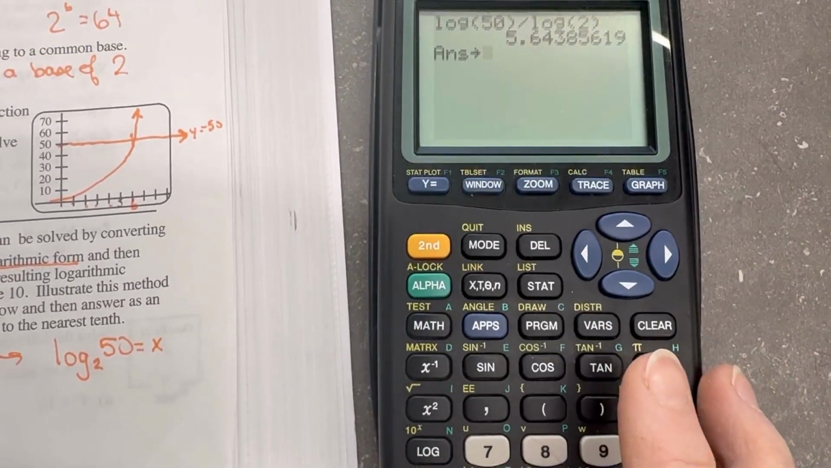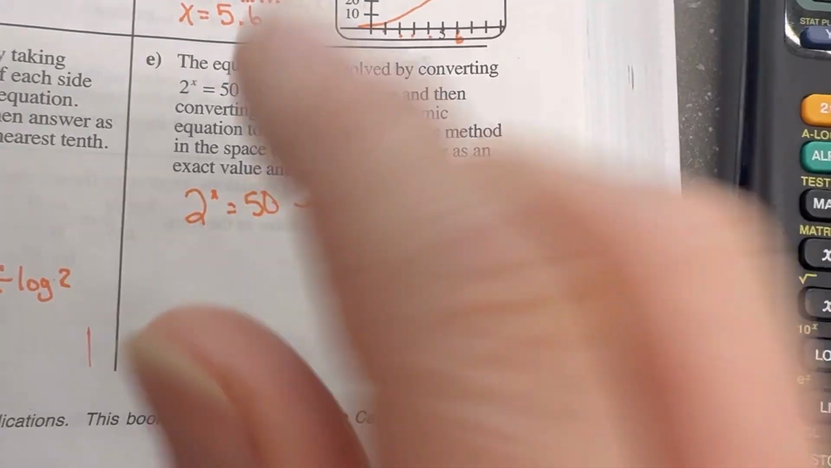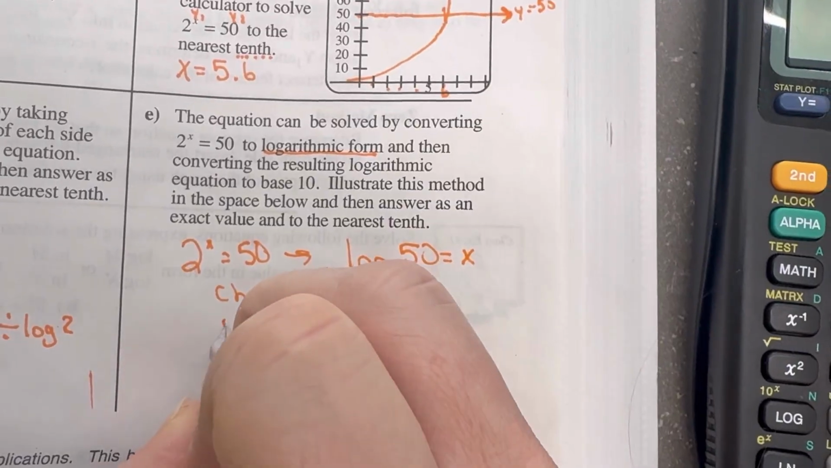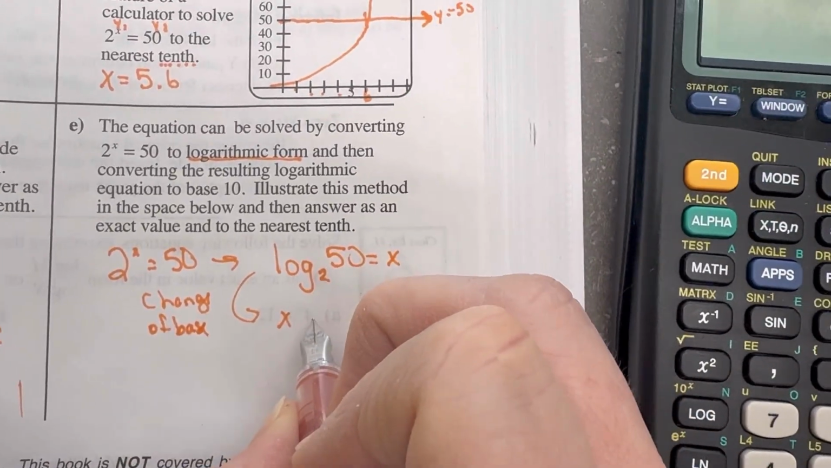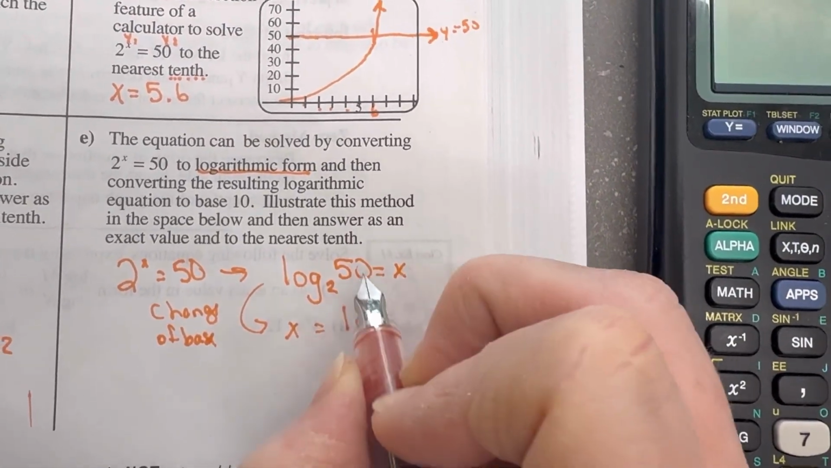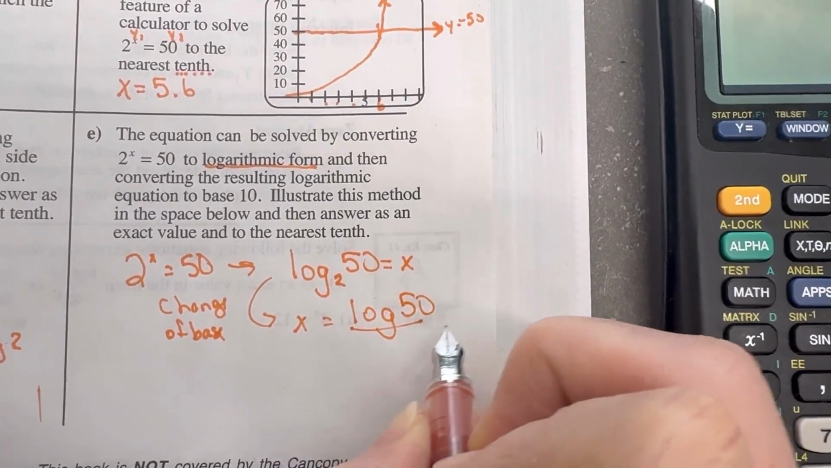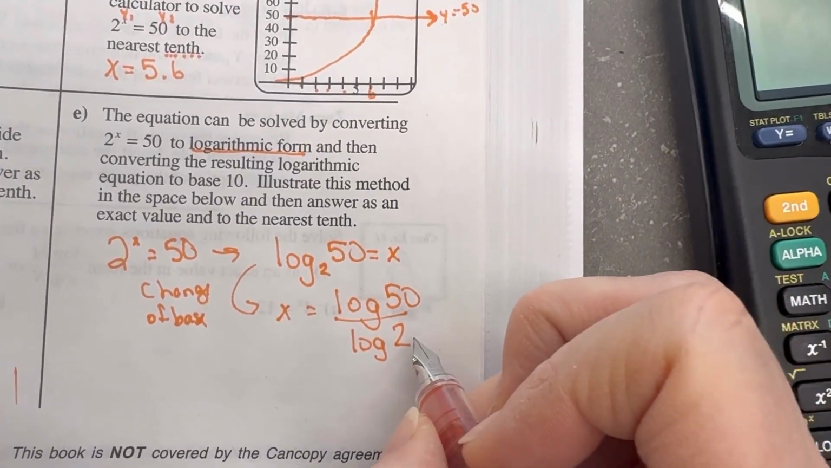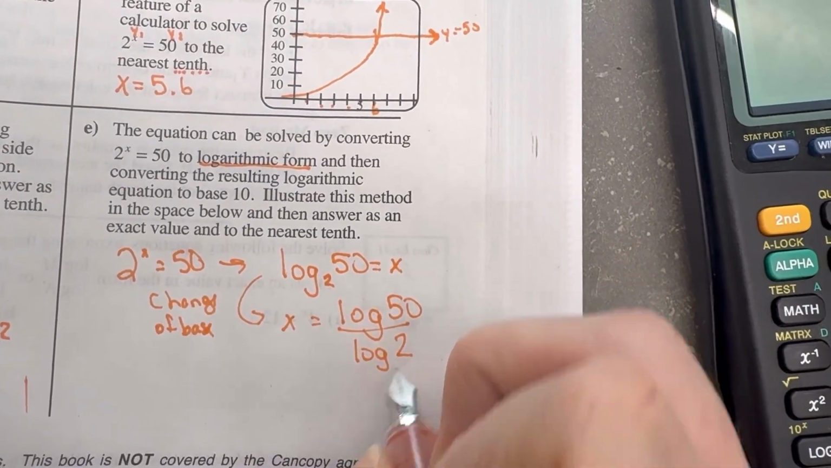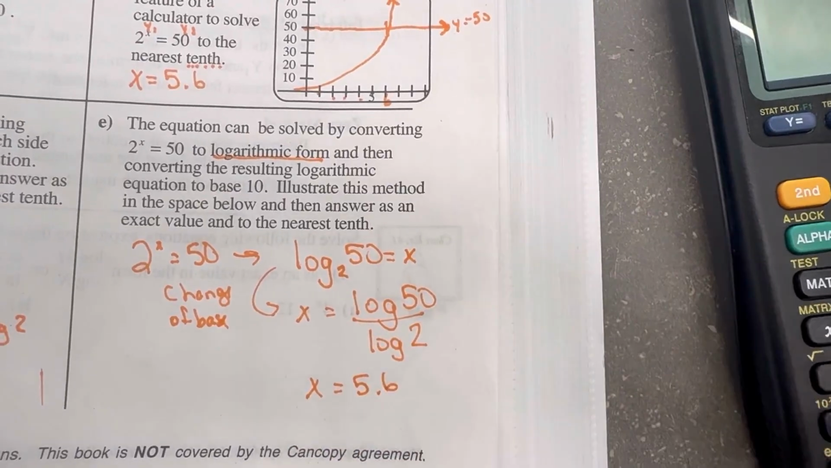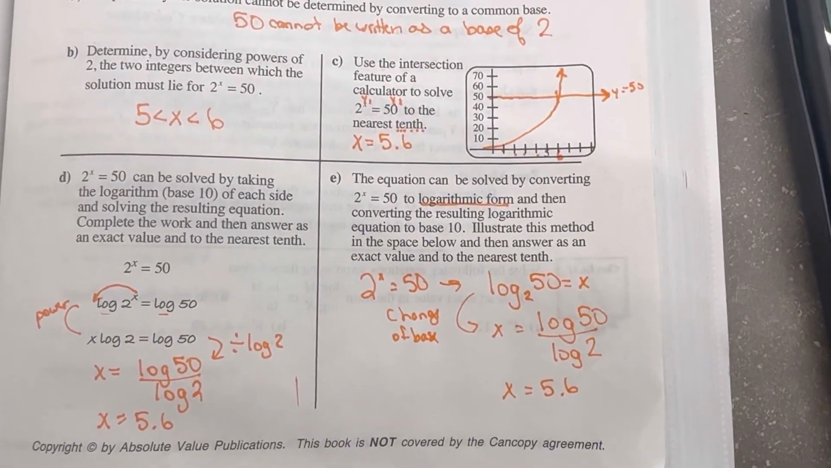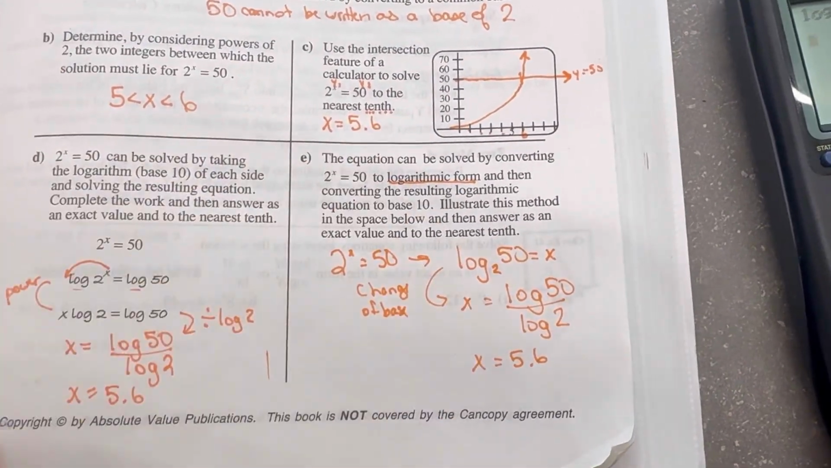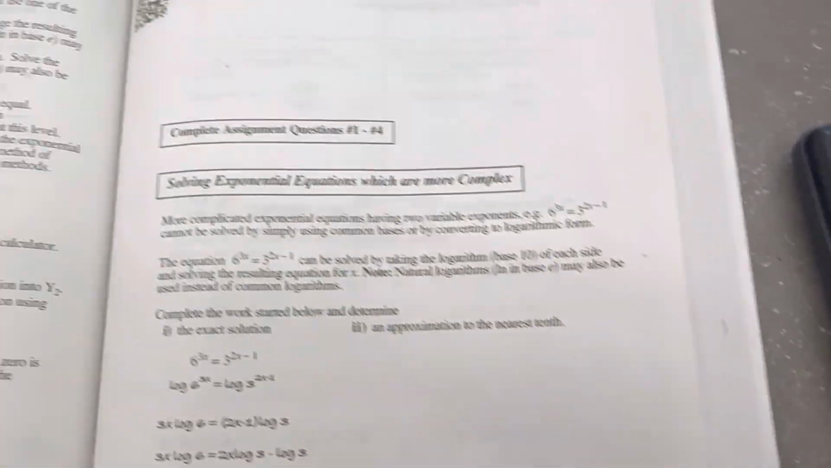This calculator, of course, can't do it directly, but then I would just use my change of base formula that states I would have the log of my argument on top and the log of my base below. That's how I remember base below. This base goes below, and then of course I would have 5.6. So you've got 4 different ways of solving this now. This is the newest one. Those ones we had talked about before.